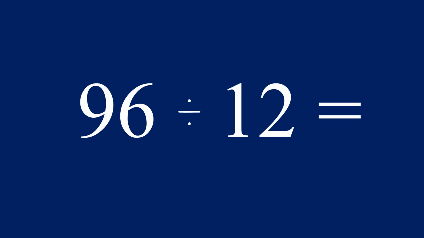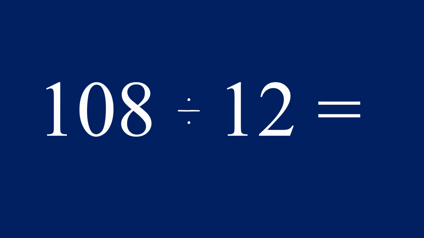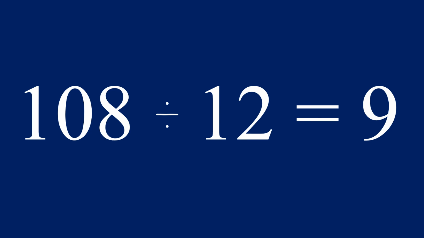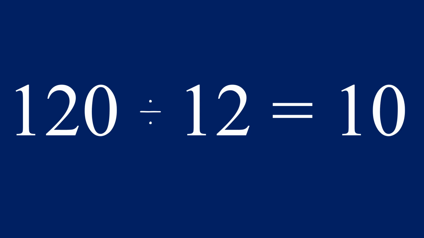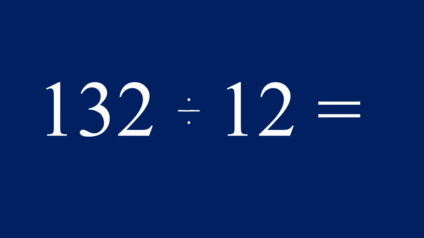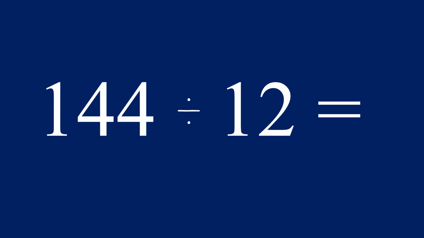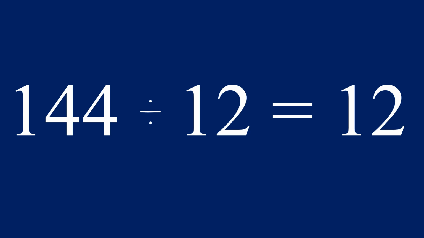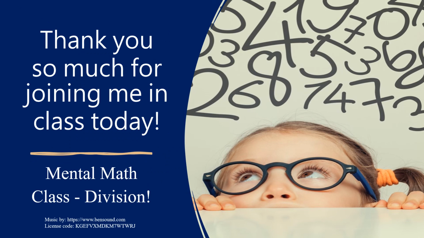96 divided by 12 equals 8. 108 divided by 12 equals 9. 120 divided by 12 equals 10. 132 divided by 12 equals 11. And the last one, 144 divided by 12 equals 12. Way to go! Wow! And that brings us to the end of this practice video.